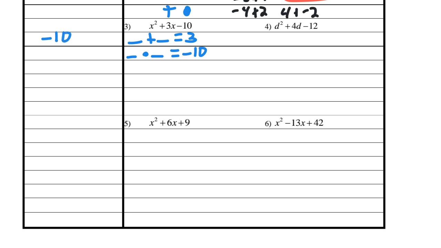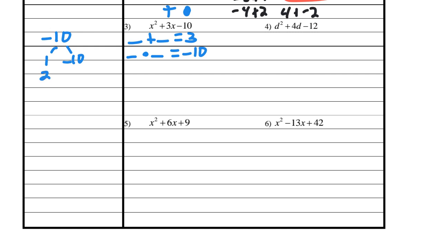So what two numbers multiply to negative 10 and add to positive 3? So what multiplies to negative 10? So that's 1 and negative 10. Well, that adds to negative 9, so that doesn't work.